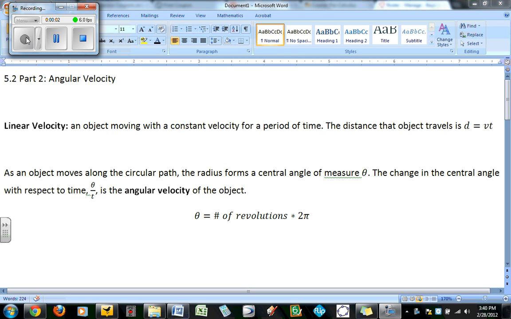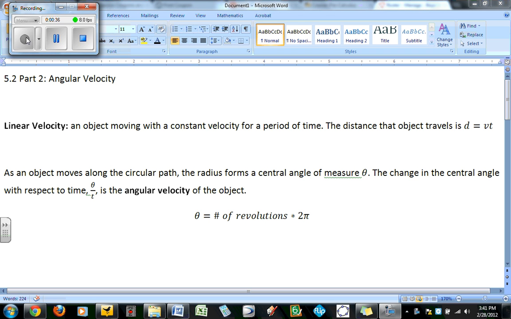In this section, we're talking about angular and linear velocity and looking at their relationship with one another. First of all, we've got to be reminded what linear velocity is. Linear velocity is an object moving with a constant velocity for a period of time. You've dealt with this your whole life. The equation for that is d equals velocity times time: the distance equals velocity times time. If you're traveling 60 miles per hour and you're going that rate for 2 hours, the distance you traveled was 120 miles. Easy enough, right?